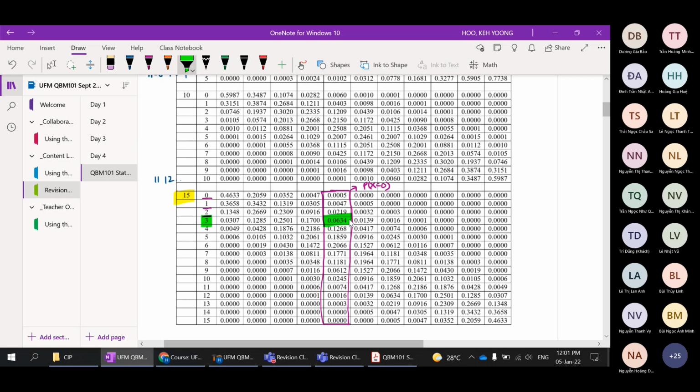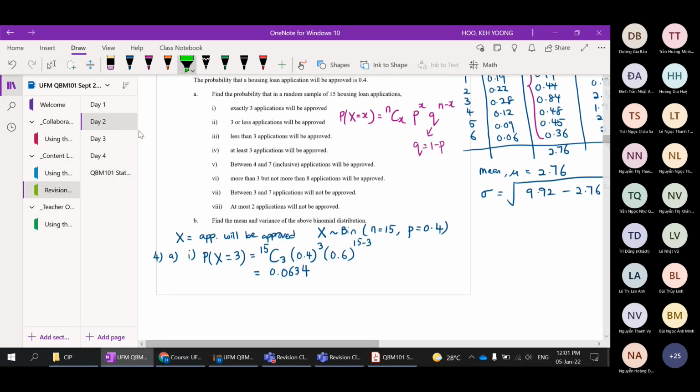This is fine, yeah? If you can straight away find it from the table, do you understand what I'm saying? That means you don't have to write these steps. You can straight away write 0.0634. Okay, move on to the next question.